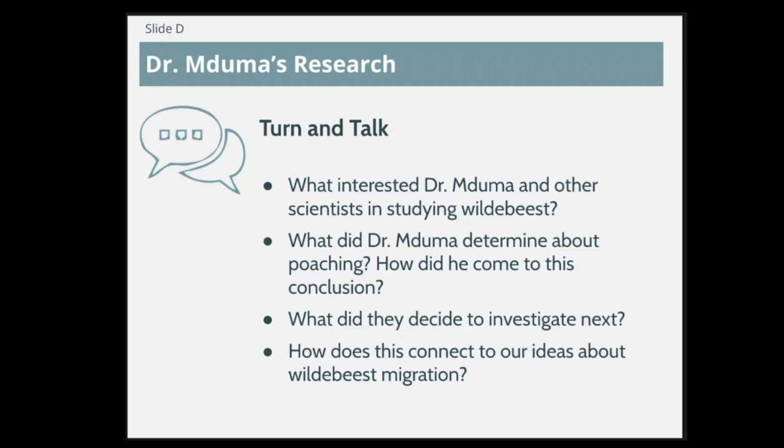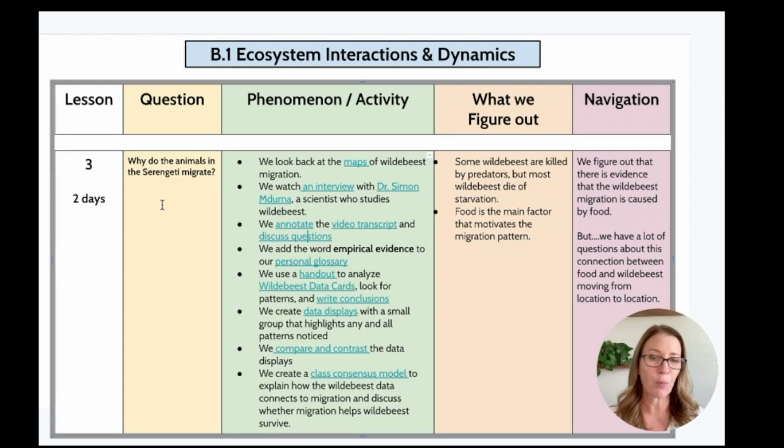Looks like we're going to turn and talk with a partner about what interests him in studying wildebeest, what did we figure out about poaching, what did they decide to investigate next, and how does this connect to our ideas about wildebeest migration. So just kind of priming the pump here on looking at evidence and research to understand how we can better understand an ecosystem and then make decisions about that ecosystem.